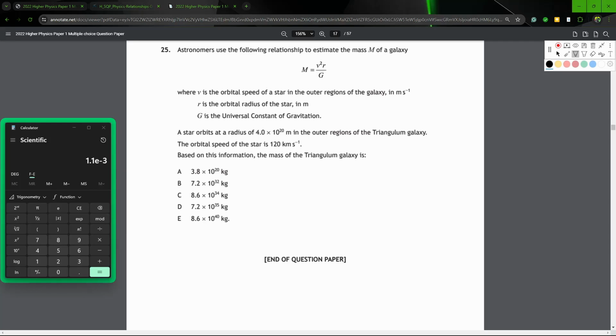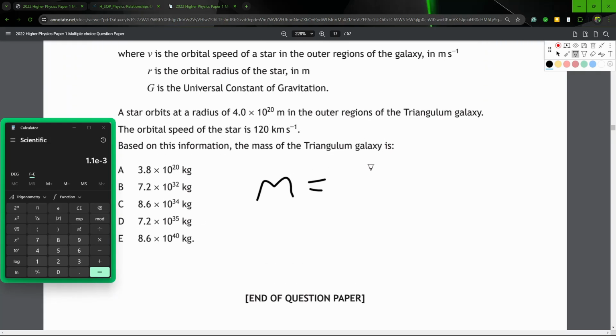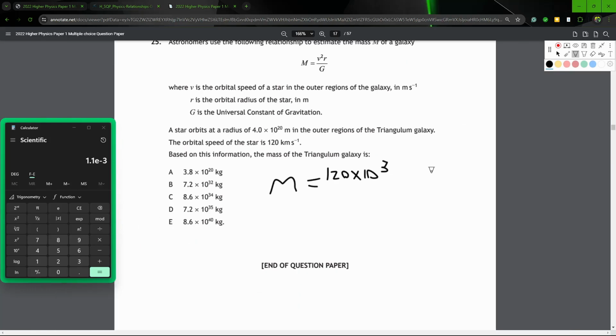And we don't have to do any equations. They're actually quite lucky. We don't have to rearrange it because sometimes they make you do that. It's horrific. But we will have to do some minor unit conversions. So remember, it's kilometers per second. So it's actually 120 times 10 to the 3, and then that whole thing is squared. r is the orbital radius of the star, which it tells us is 4 times 10 to the 20. So this is going to be some huge numbers.